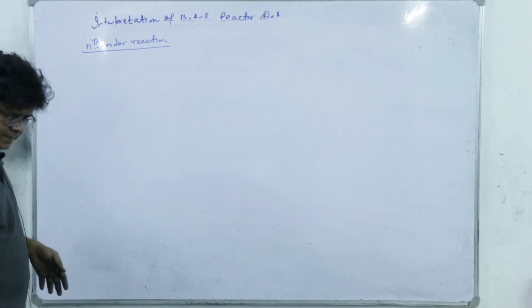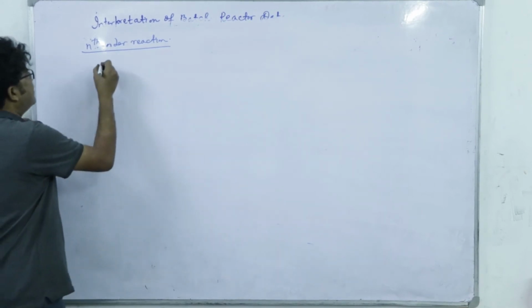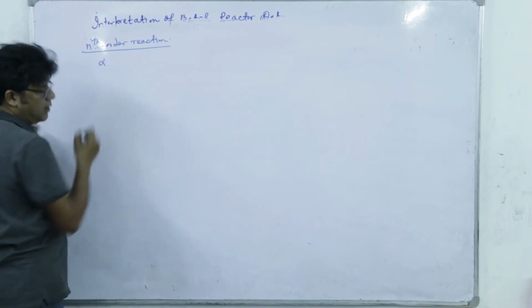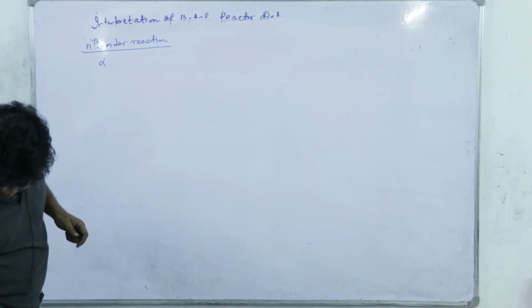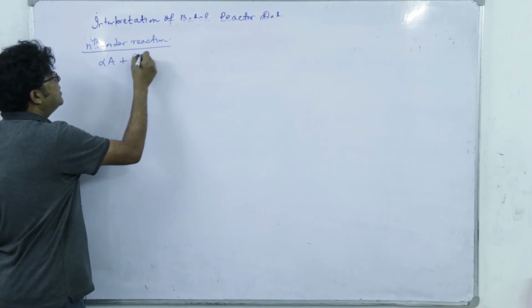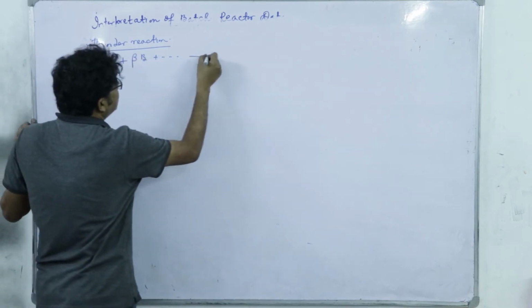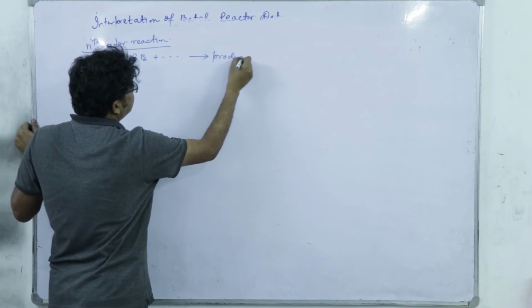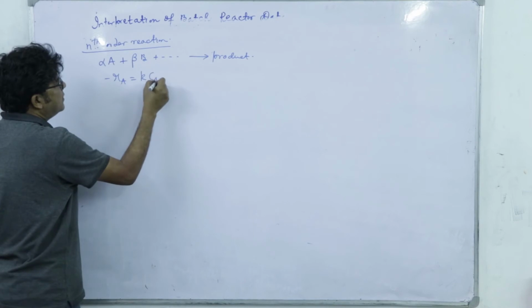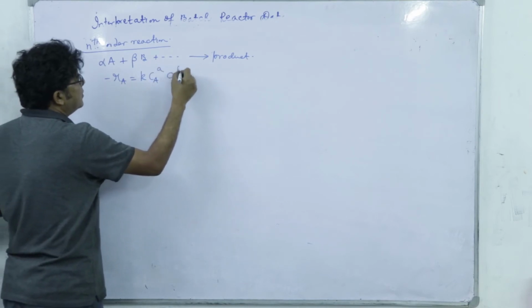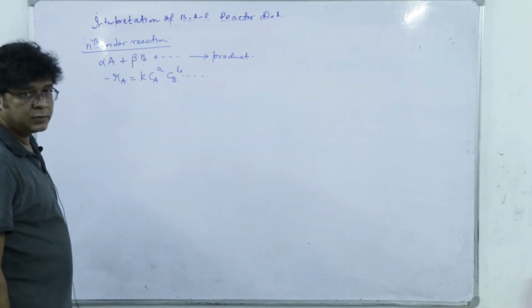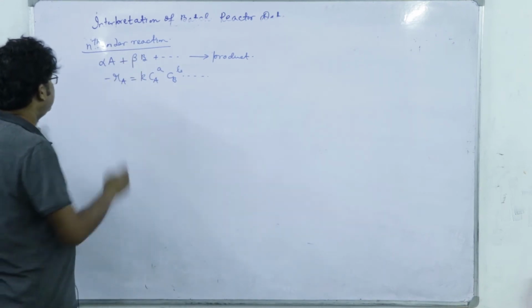Like, we have alpha A plus beta B giving product, and its rate equation is minus Ra equal to k Ca to the power a, Cb to the power b, etc. Now, if a is not equal to alpha, b is not equal to beta, it is typically non-elementary.